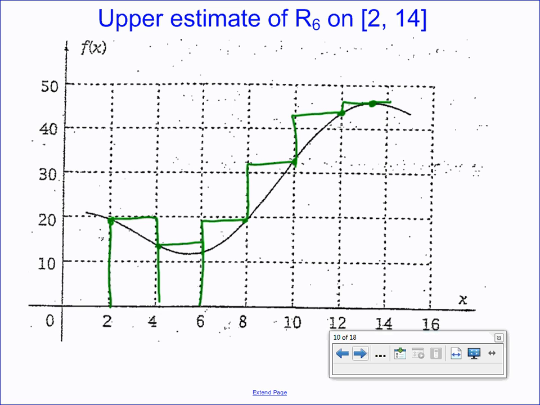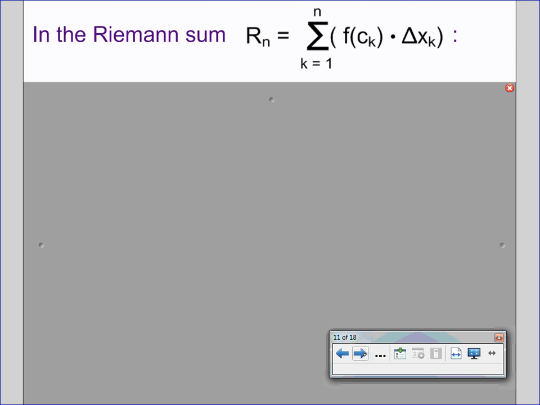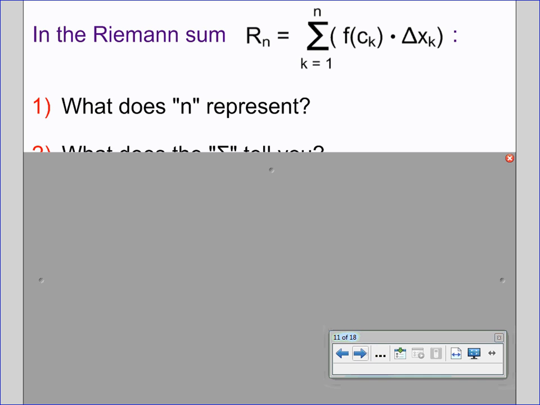All right, let's put it all together for our Riemann Sum-mary. In the Riemann sum, R sub n equals the sum from 1 to n of f of c sub k times delta x sub k. Each of these parts has a different meaning. So what does n represent? Well, that's the same n from our Bellwork.